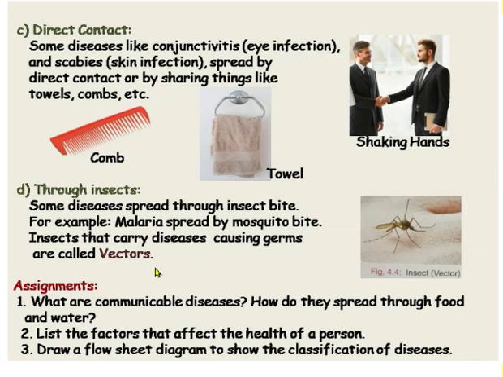Students, now I am giving you a few assignments which are given in your book. These questions are given in your book. You will answer these questions in your fair notebook. What are communicable diseases? How do they spread through food and water? List the factors that affect the health of a person and draw a flow sheet diagram to show the classification of diseases.